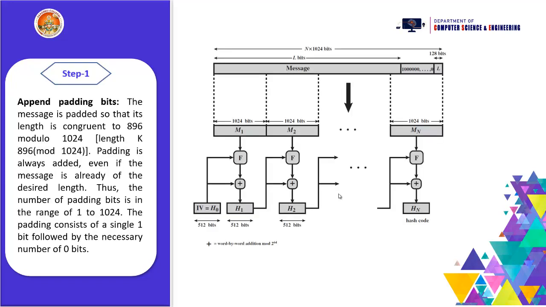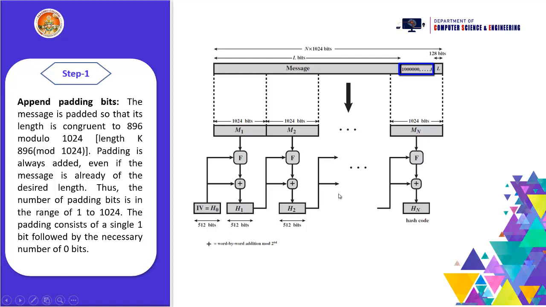Secure hash algorithm is processed in 5 steps. Step 1. Append padding bits. The message is padded with some extra bits so that its length is congruent to 896 modulo 1024. Secure hash algorithm 512 is processed 1024 bits as an input. If we divide message into 1024 bits, the last part may or may not fit to 1024 bits. To make that particular block 1024 bits, we are going to add some extra dummy bits at the end of the message. That bits are 1 followed by all zeros.